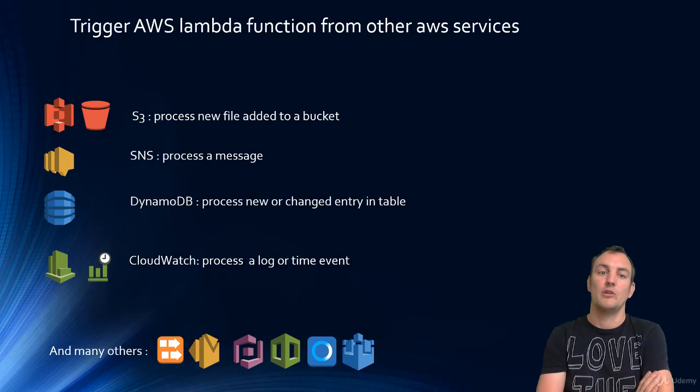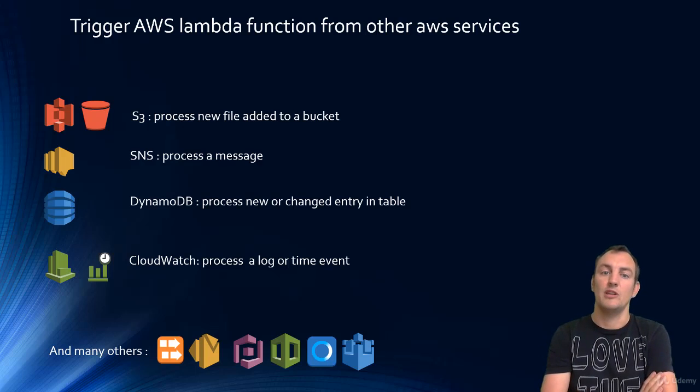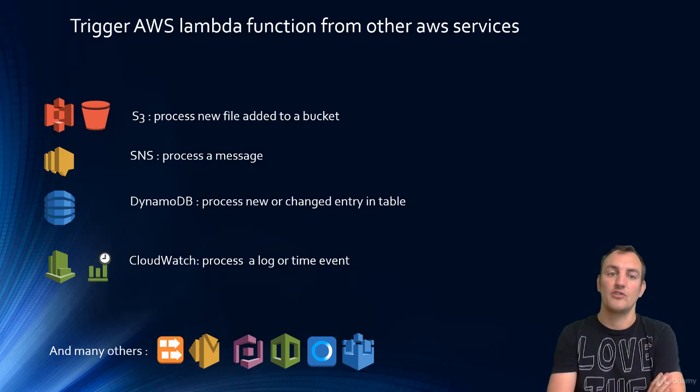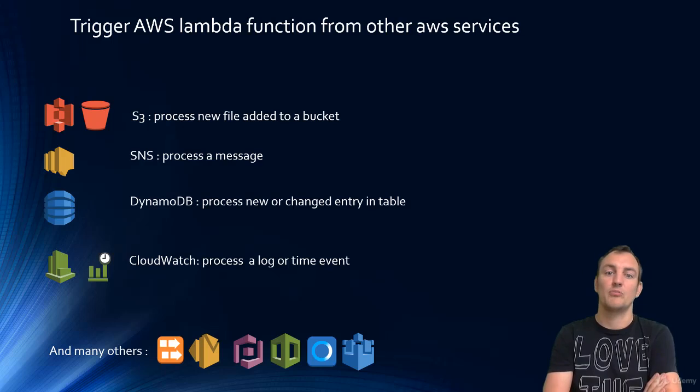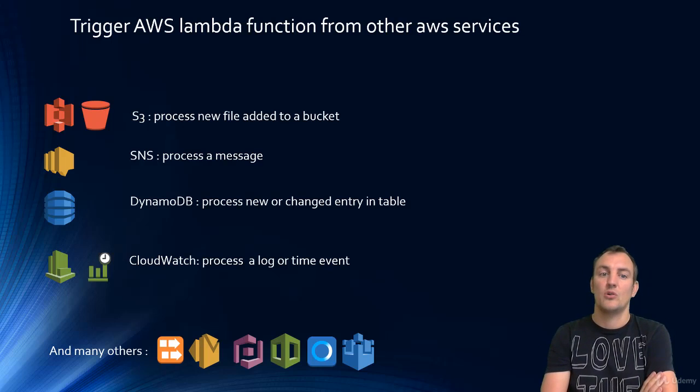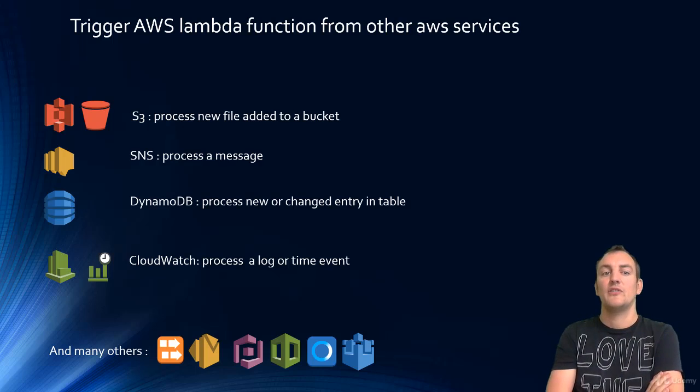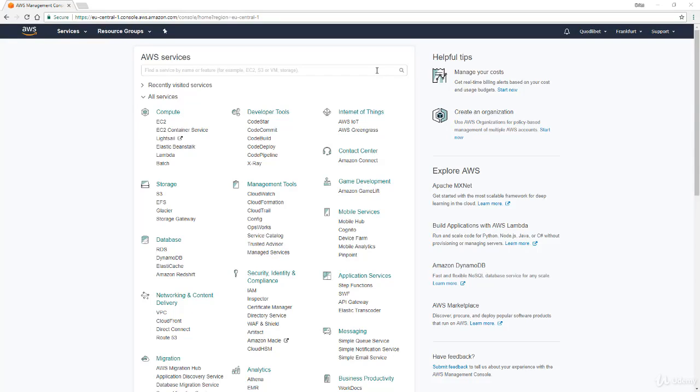Or DynamoDB: when a new record is added to a DynamoDB database or an existing record is changed, a Lambda function can be called to process that message. Or CloudWatch events. CloudWatch events are an interesting use case. They can be used to schedule the Lambda function to run at specific times, similar to a scheduled task in Windows or a crontab in Unix or Linux. As an example, we'll set up a CloudWatch trigger to call our Lambda function every minute.